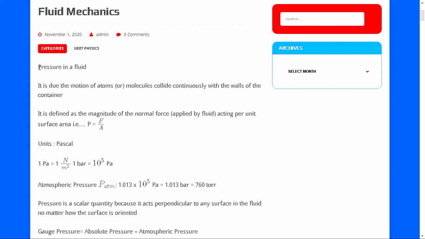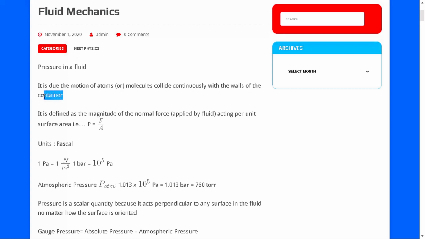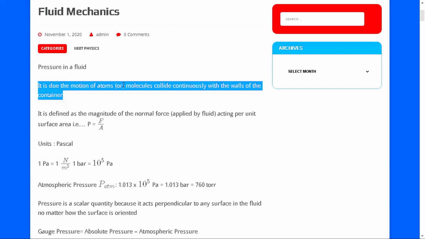Okay, first we will see the pressure in a fluid. The pressure in a fluid is due to the motion of atoms or molecules that collide continuously with the walls of the container. That means in a container there are liquid atoms or molecules. They are in continuous collision with the walls.